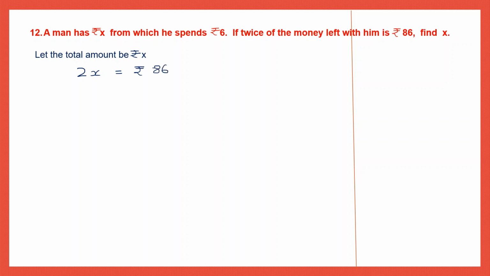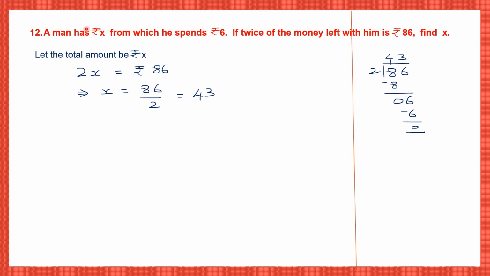Now we can find the value of x here. First, let's find the value of x here. Now this will be 86 divided by 2. So divide 86 by 2. 2 4s are 8, minus, and then you bring down 6. 2 3s are 6. So we have 43. So here x is equal to 43.